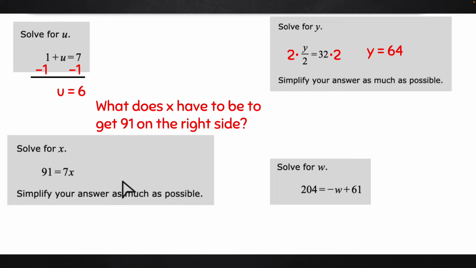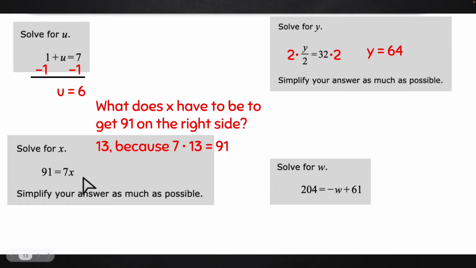So with this one, it would be 13 because 7 times 13 gets me 91. I would have to figure out what I need to multiply 7 by to get 91. Now I can kind of try to figure that out and go, well, 7 times 10 would get me 70, so it's got to be more than 10. And I can kind of play with it and go, well, 7 times 11 is going to get me 77. So I can kind of keep going up and figure that out.